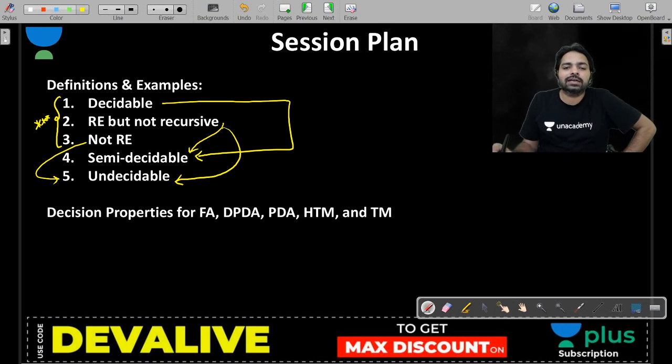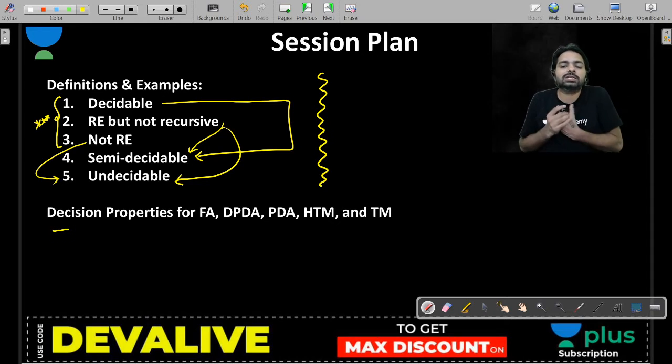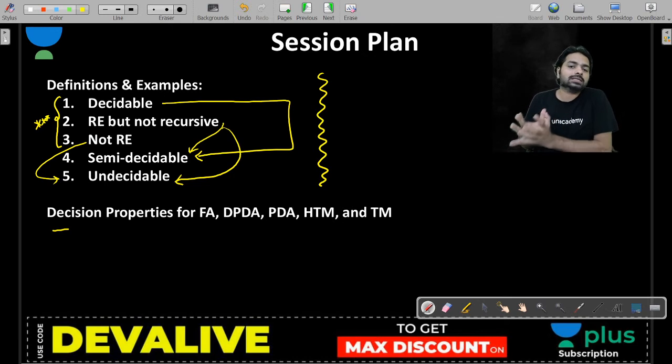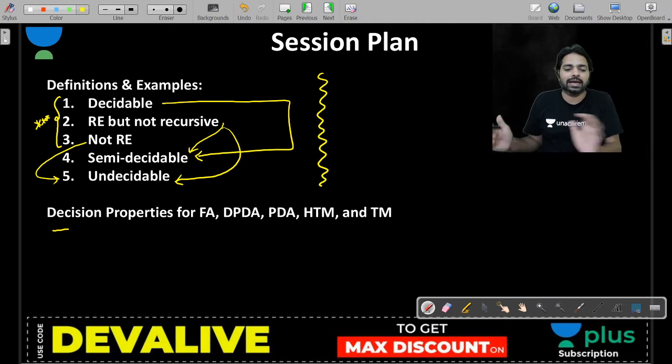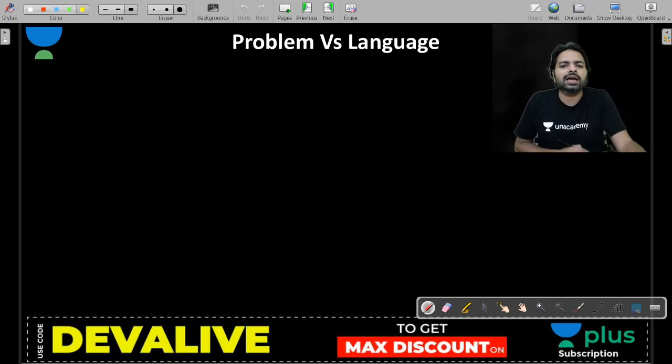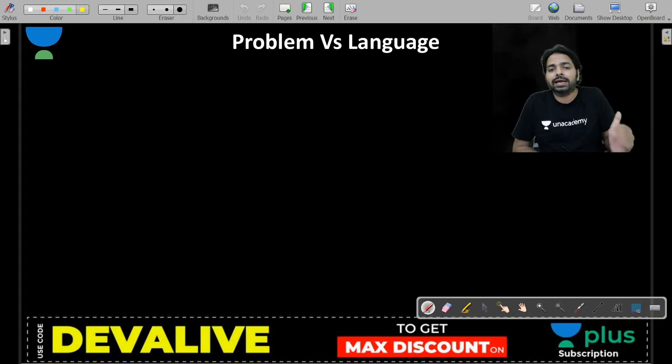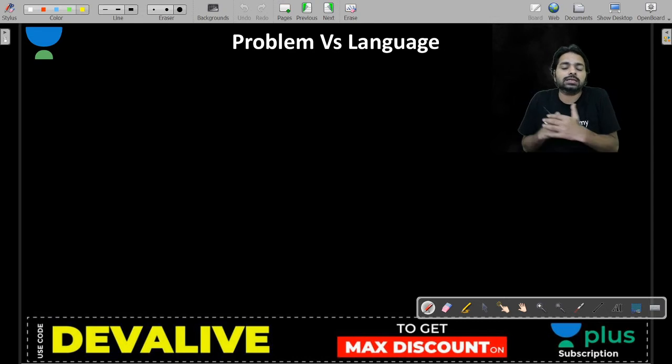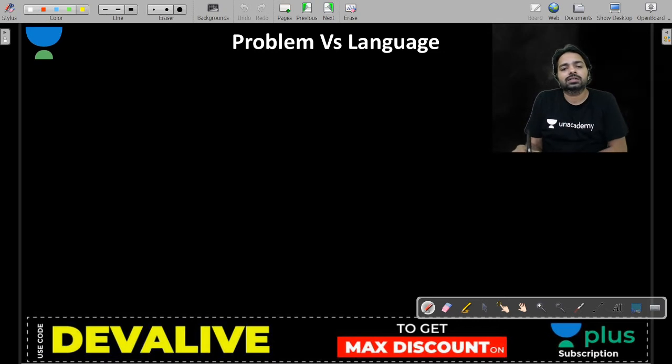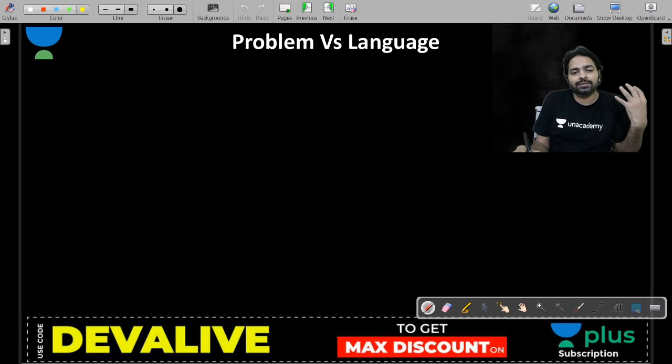And once we understand definitions today, if we are able to complete these definitions, we will move next to the topic, either today or tomorrow, decision problems or decision properties. What problems are decidable for these kinds of two machines, or we can also go for languages. We have so much trouble in understanding problem and language. So I want you to understand the two things separately, so that whenever somebody asks a question, you can easily answer them, right? So what is a problem? What is a language, right?